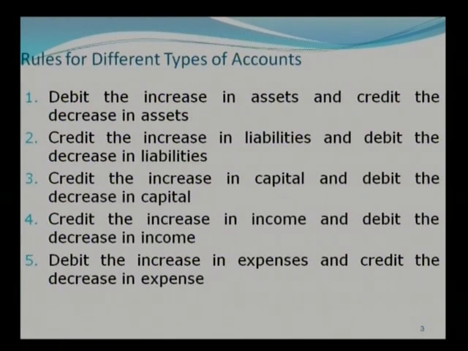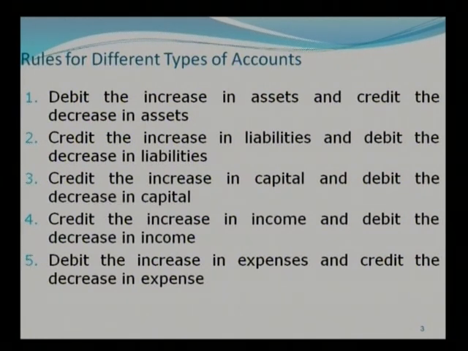For the income and expenses, the rule is credit the increase in income. We had discussed commission income, it increases, so commission account is credited. But if there is a decrease in income, that has to be debited. For example, you had received some commission, but now you have to return a part of the commission to somebody, that is a decrease in commission. At that time, commission account can be debited.